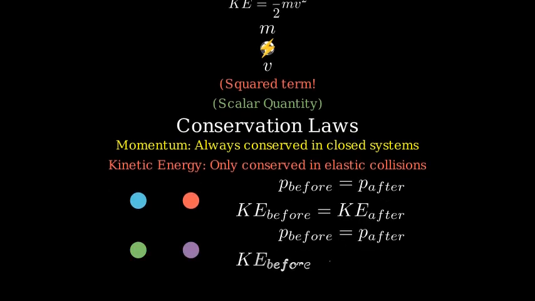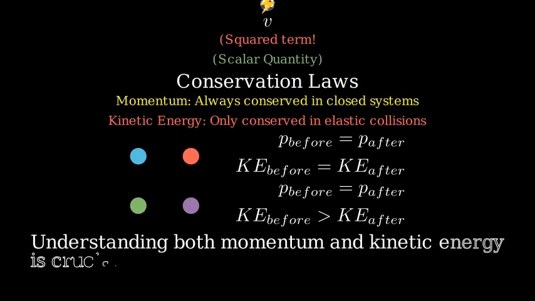In inelastic collisions, like two cars crashing and crumpling, momentum is still conserved, but kinetic energy is not. Understanding the distinction between momentum and kinetic energy is fundamental in physics, especially when analyzing collisions and motion. They provide different but complementary information about moving objects.